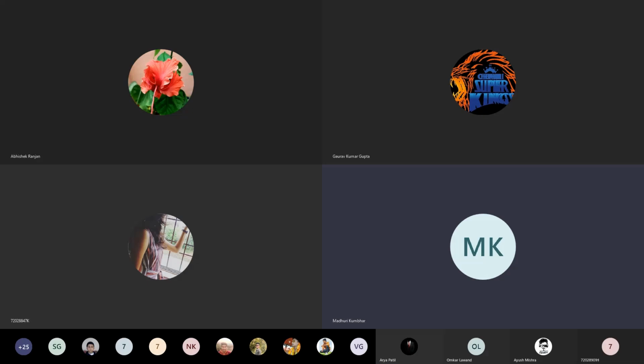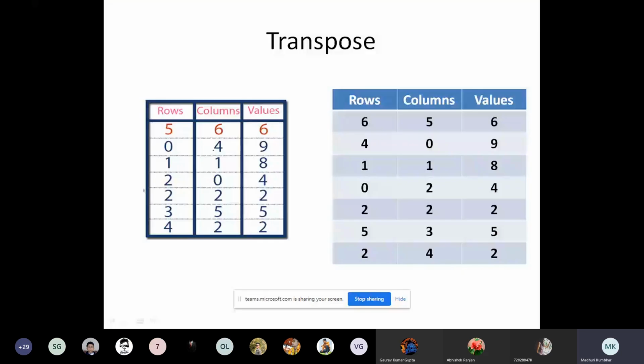We are going to test the transpose of a sparse matrix. What do you mean by transpose? Rows to columns, columns to rows. Exchange the rows and columns, i to j. Yes, right. The number of rows becomes the number of columns, and the number of columns becomes the number of rows.